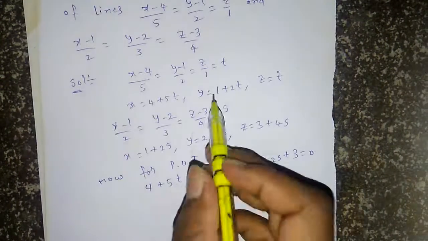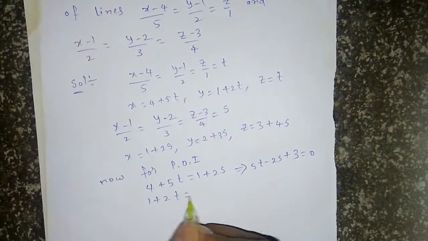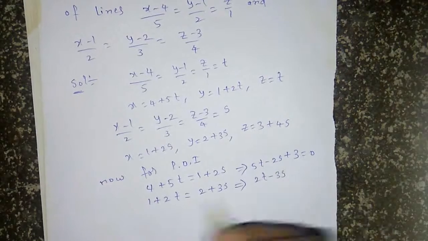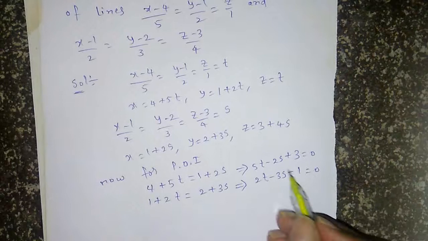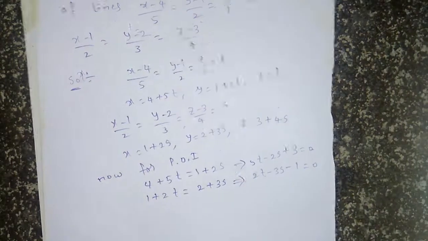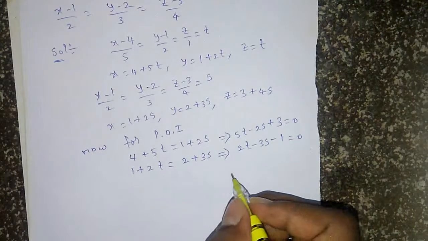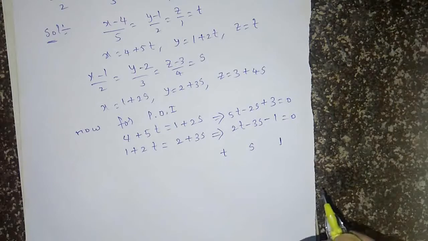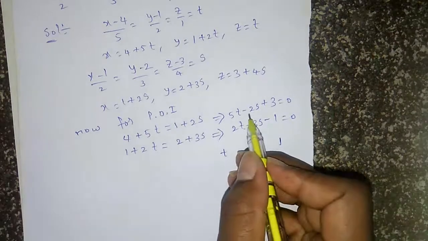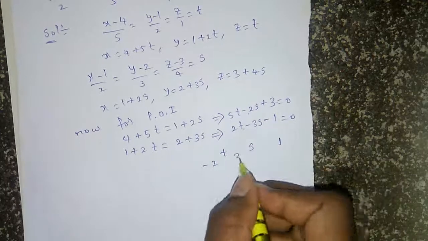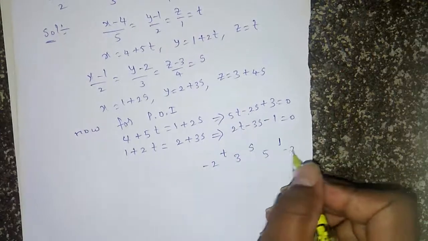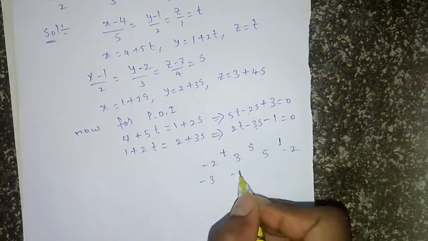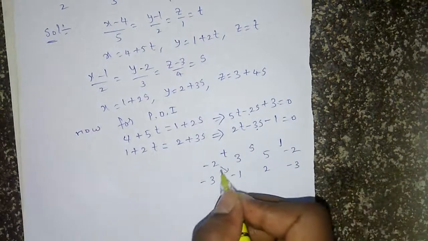Similarly equate y's: 1 plus 2t = 2 plus 3s, implies 2t minus 3s, 1 minus 2 is minus 1, equal to 0. Now solve these two using any method. I am using the cross multiplication method. Take the coefficients: minus 2, 3, 5, minus 2 for the first equation, and for the second equation minus 3, minus 1, 2, minus 3.